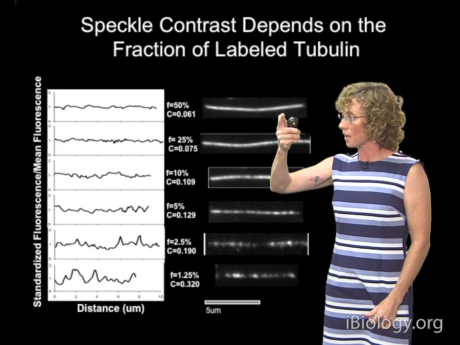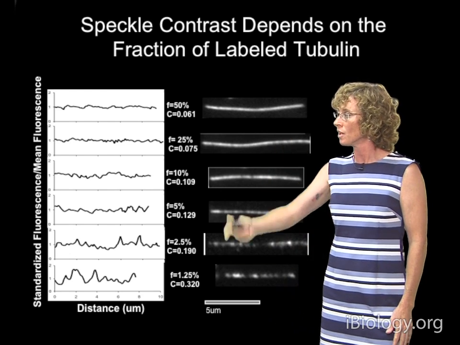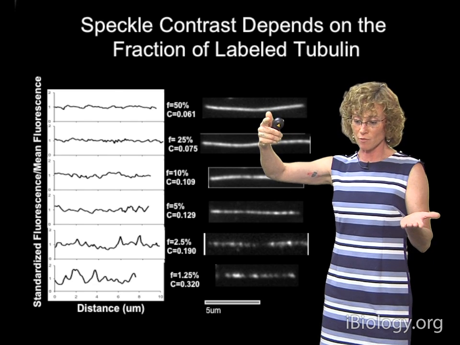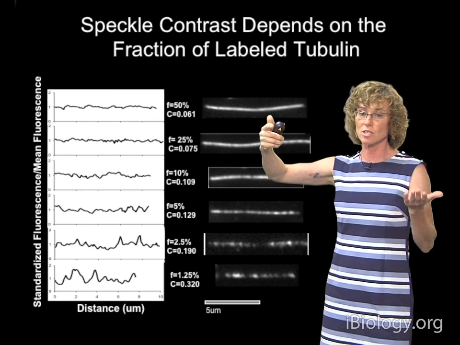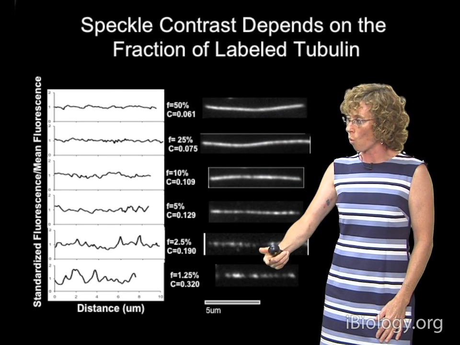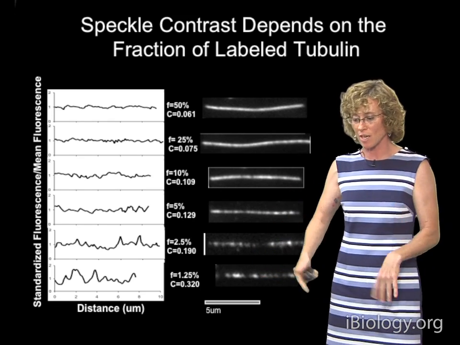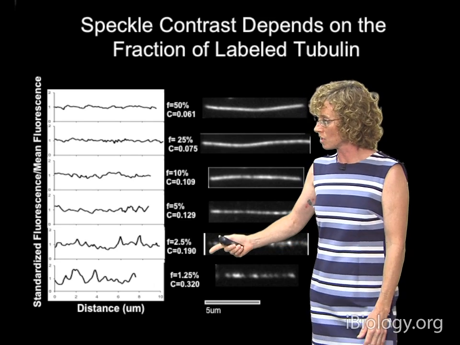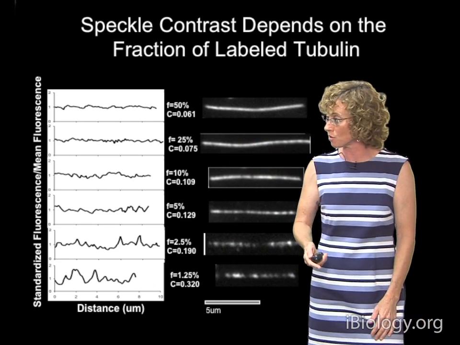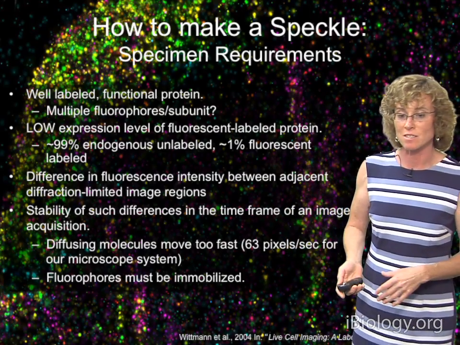And this speckle pattern, this degree of speckliness, depends on the fraction of fluorescent tubulin. So at 50-50 fluorescent to non-fluorescent, the mean fluorescence is high and the standard deviation is low relative to that mean, so you have very little contrast. And as you go down to about 1%, the mean is very low, but the standard deviation relative to the mean is much higher. This gives rise to a specklier and specklier microtubule as you reduce the fraction of fluorescent subunits.